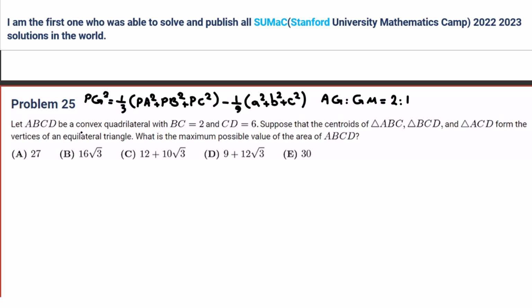Let's check this one. It says ABCD is a convex quadrilateral. The centroids of three of the triangles are the vertices of an equilateral triangle. What's the maximum possible value of the area?